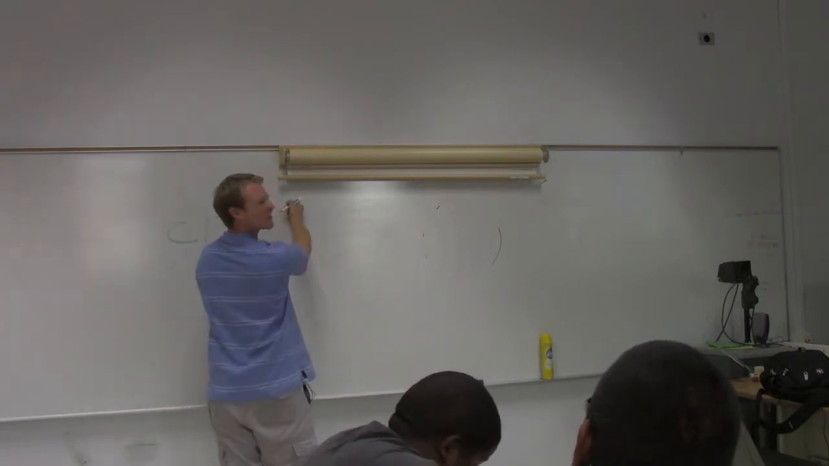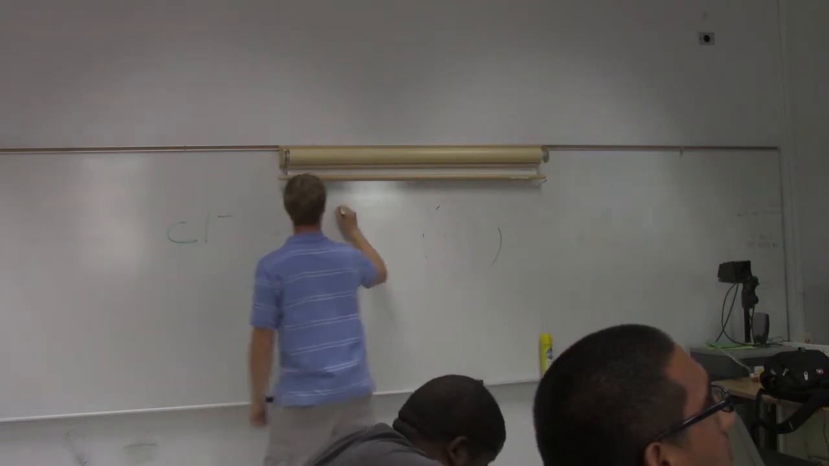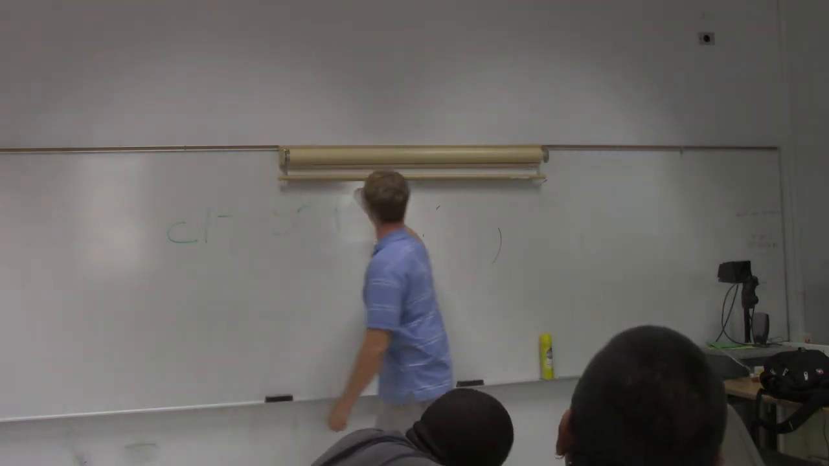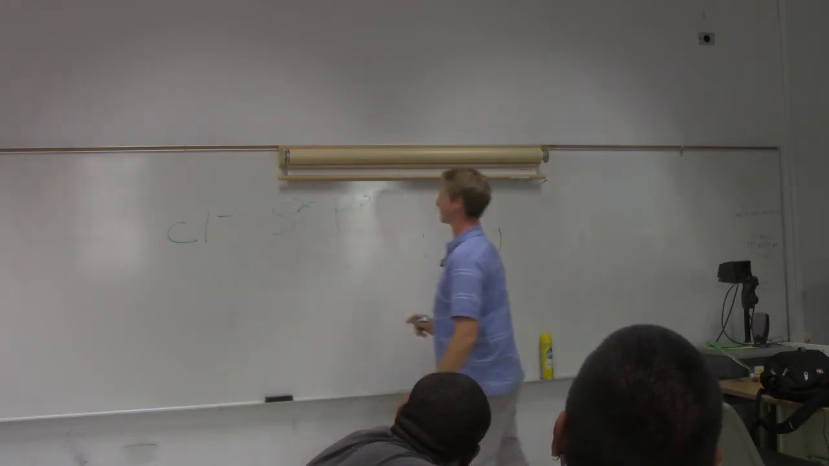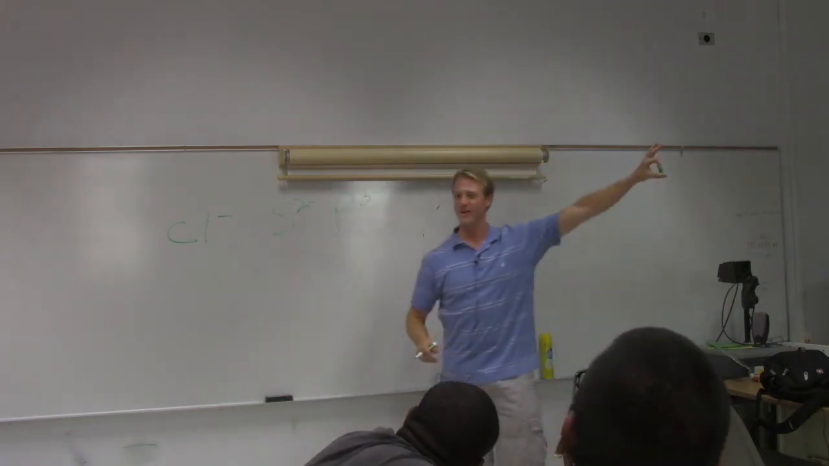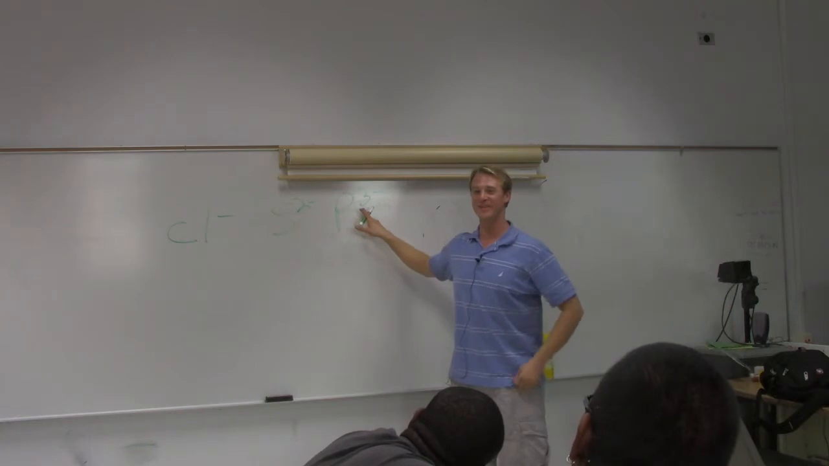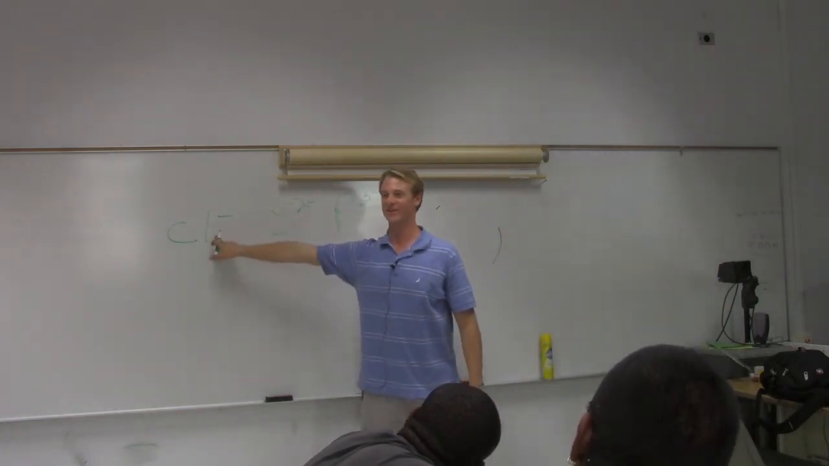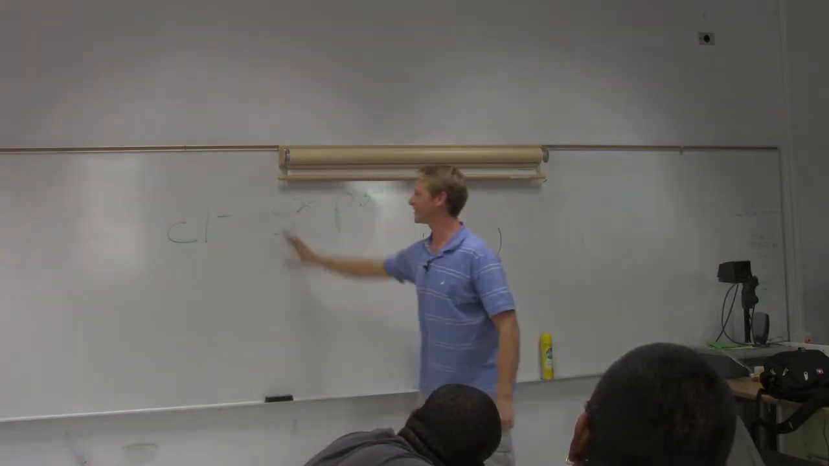Is it P's next? Oh, sulfur's next. P, 1 minus, 2 minus, 3 minus. Right? We've established that P is a 3 minus, sulfur is a 2 minus, and chlorine is a 1 minus. Everybody's on the same page there, right? Okay. What does that mean?